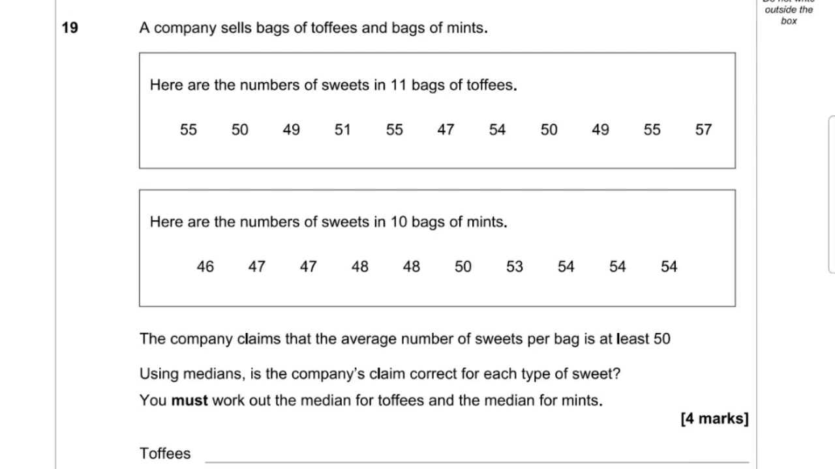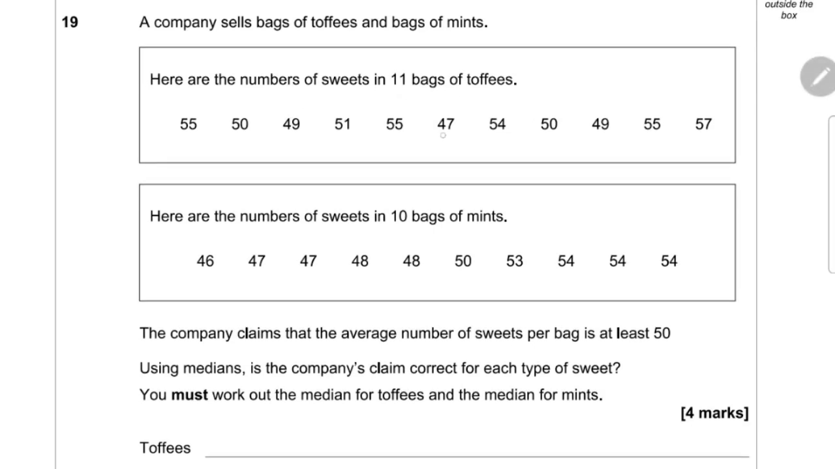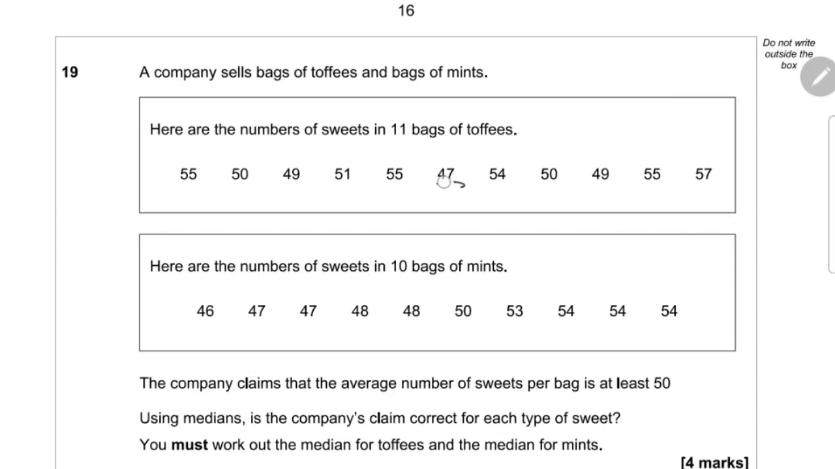So the average number of sweets per bag is at least 50. That's the company's claim. Using medians, is the company's claim correct for each type of sweet? So, to work out the median, we want to order the data from smallest to largest and then find what the middle value is. So for the number of toffees, let's find the smallest value. So the smallest value is this 47, I think.